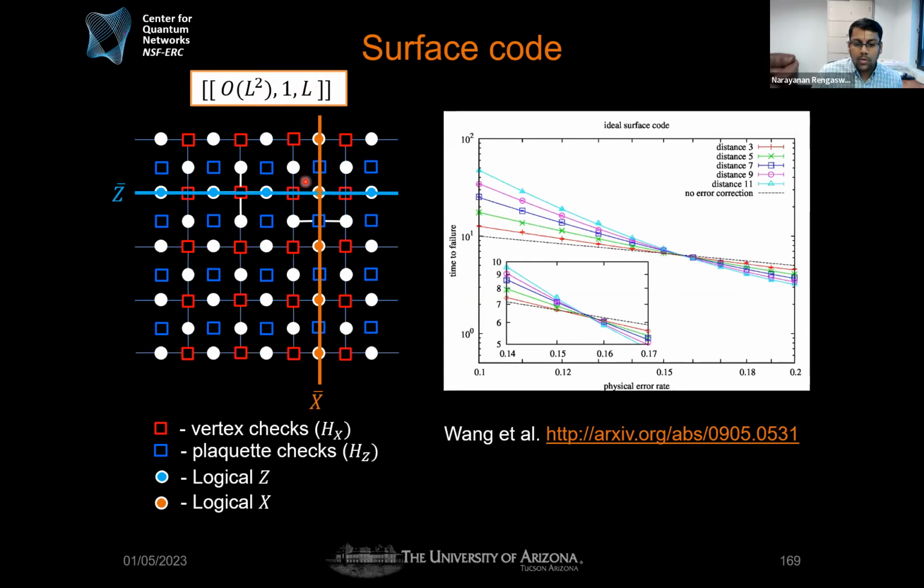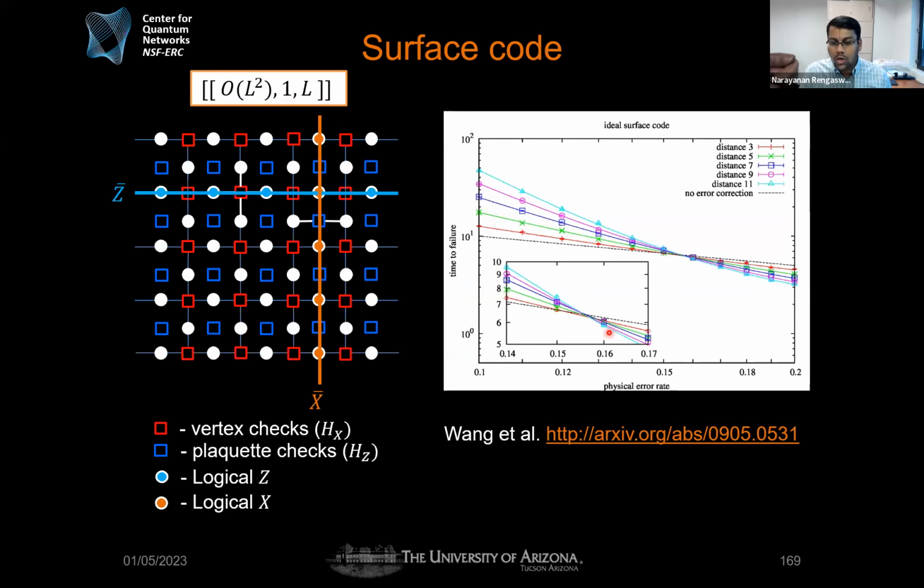because you can check that the logical operators are just these string operators. So for example, if you do Z, Z, Z, Z, Z, this weight 5 Z operator, you can check that it commutes with all these blue and red checks, but it's not itself a stabilizer. And so it is a logical Z. Similarly, the logical X is X, X, X, X, X, and that also satisfies the same constraint. They meet at one point, which means these two anticommute. These are the logical operators, and the weight of the logical operator gives the distance. In this case, this is a 5 by 5 lattice, so the distance is 5, and the surface code encodes only 1 qubit.